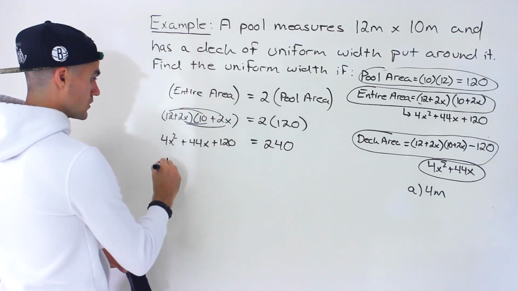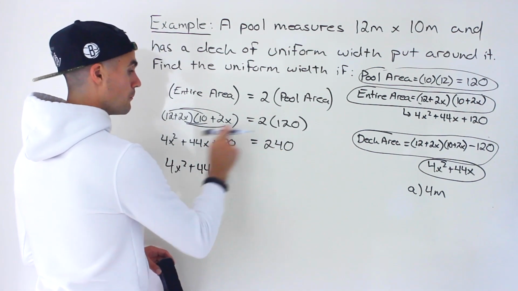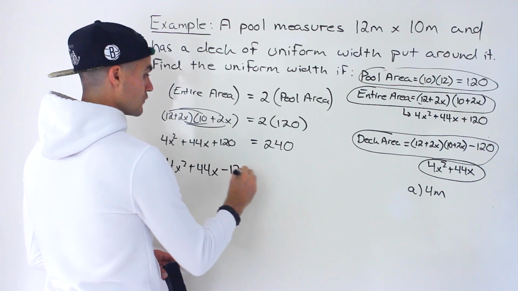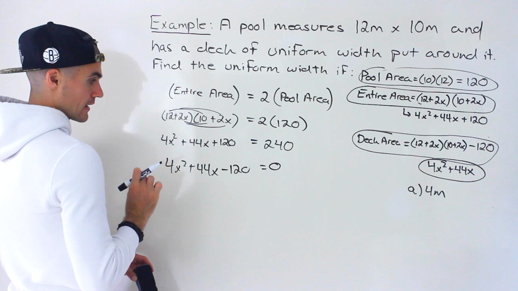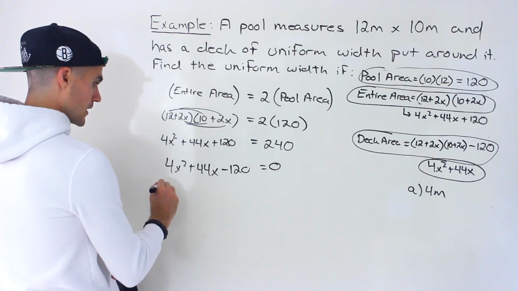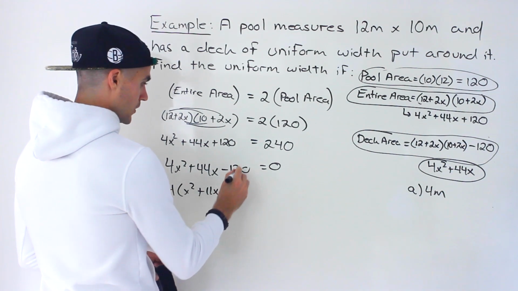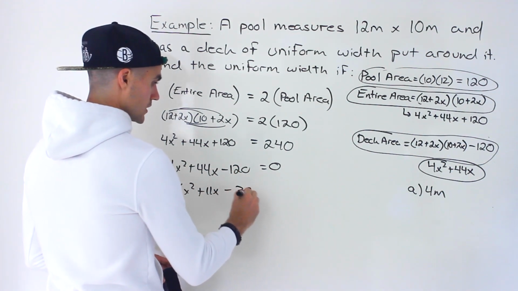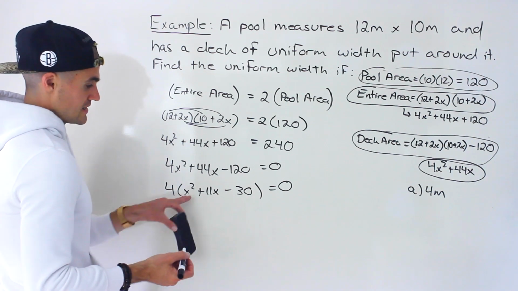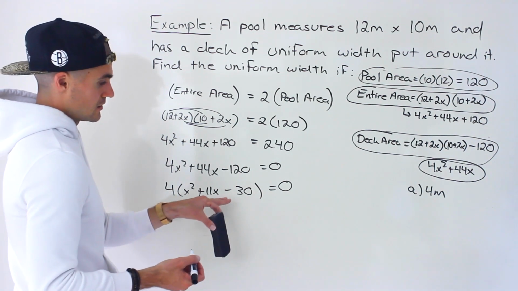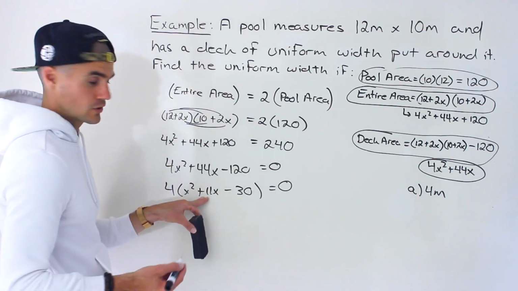Bring the 240 over, so we end up with 4x squared plus 44x. 120 minus 240 would give us negative 120, like that. And we end up with another quadratic equation. And we could take out a 4. We got x squared plus 11x, and then 120 divided by 4 would give us 30. But in this particular case, this can't factor. There's no two numbers that multiply to negative 30 and then add up to 11.